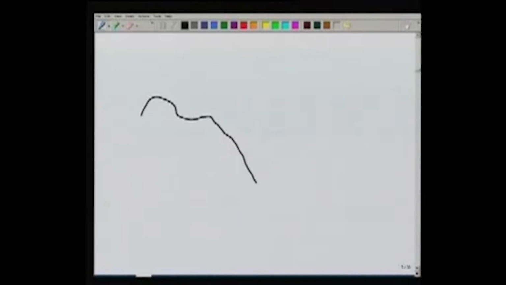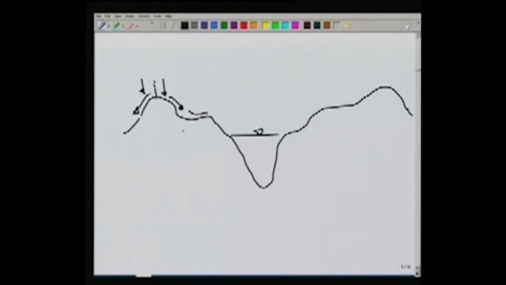If we look at the elevation, then suppose the ground is like this and this is the river section, then any water precipitation falling on this side may come to the river, and a precipitation falling on this side may go out of this area. So this will be a water divide defining the catchment area.